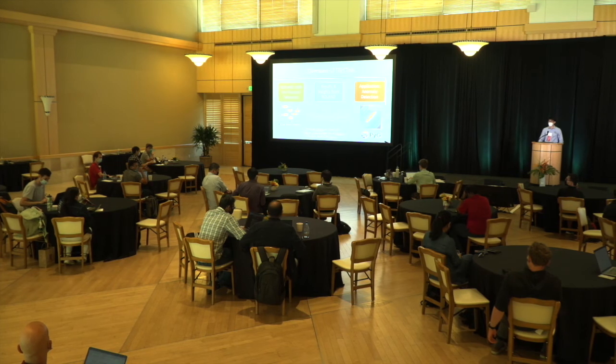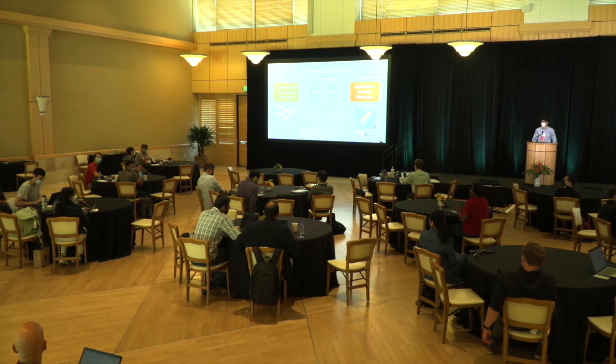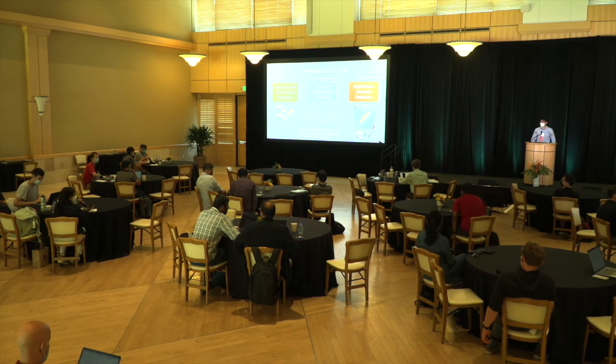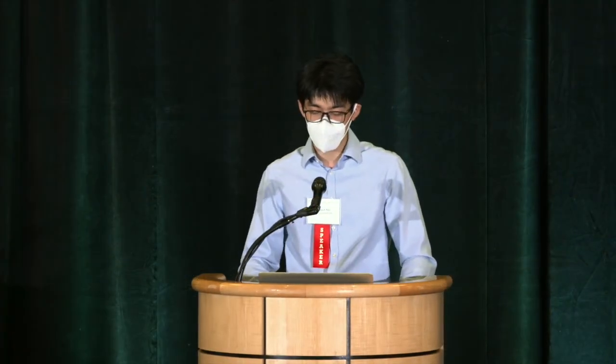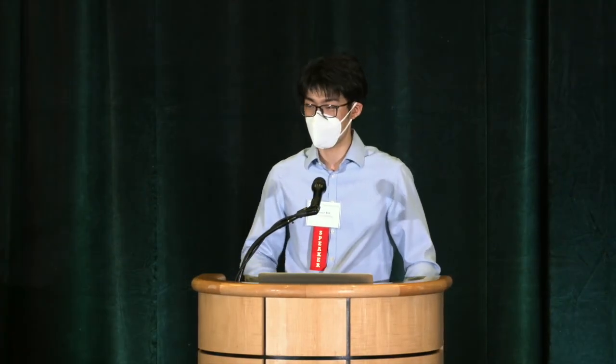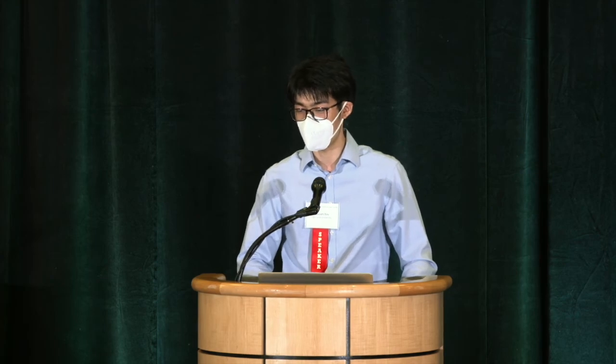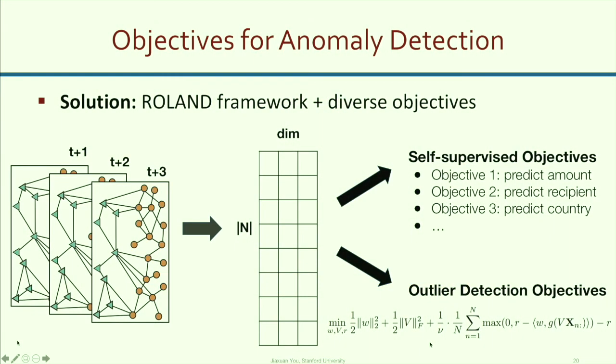Thanks for the wonderful talk. You mentioned that you have used outlier detection in one of your previous slides. What methods have you used in the outlier detection there? Yeah, that's a great question. Here we use the one-class SVM outlier detection objective, as shown here. And we find it performs pretty well when we combine it with those self-supervised learning objectives.